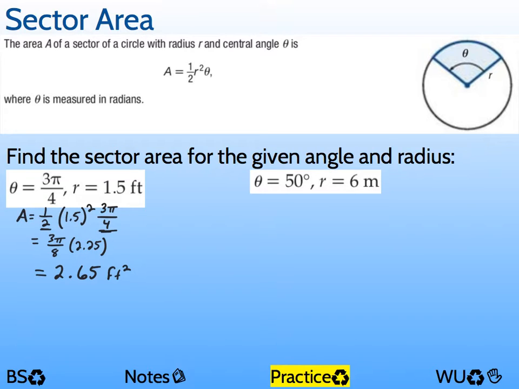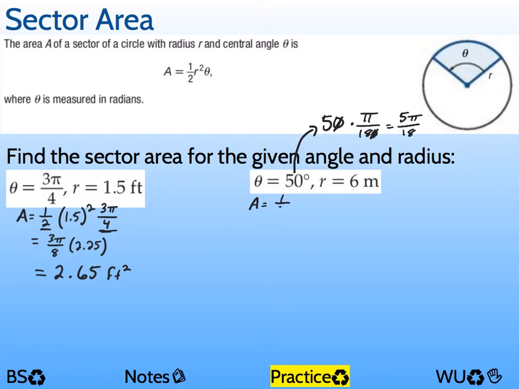For the second problem here, the first thing you need to do is convert this 50 degrees to radians. So what you would do is do 50 times pi over 180, which all you can do here is cancel out these by a factor of 10, and you're left with 5 pi over 18. And that's your angle in radians. So now we can plug it in.